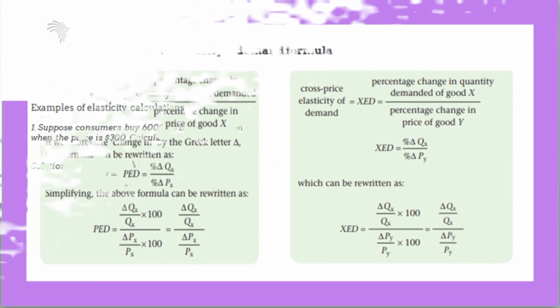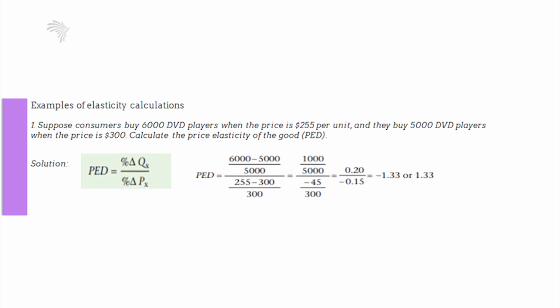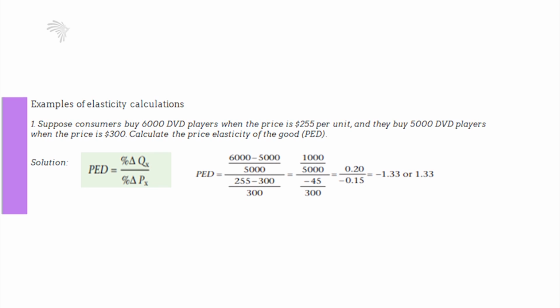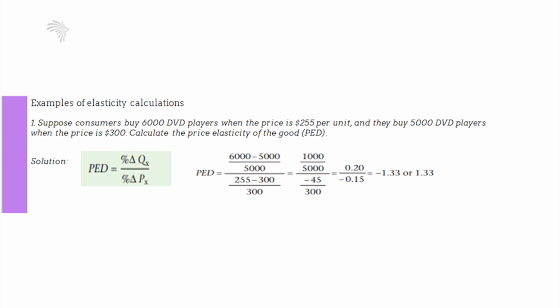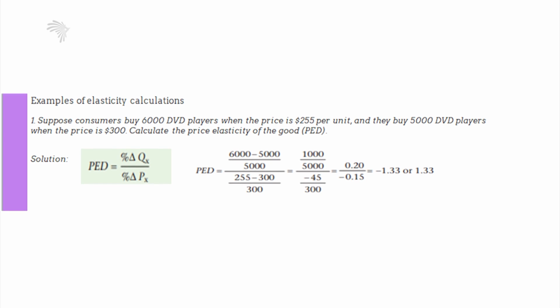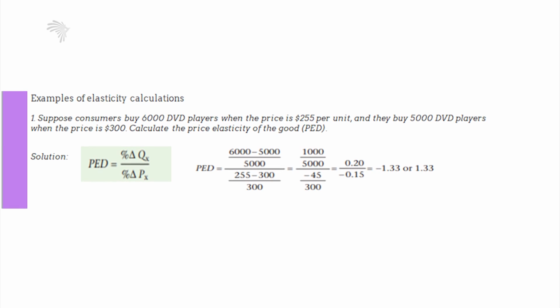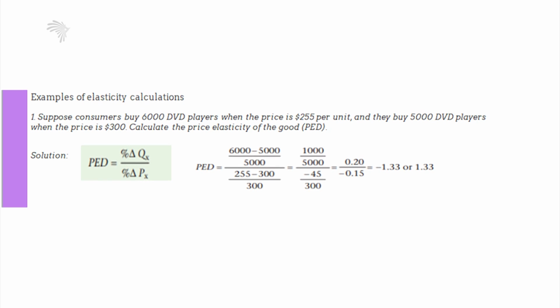Now let's look at examples of elasticity calculations. The first example is as follows. Suppose consumers buy 6,000 DVD players when the price of the good is $255 per unit, and they buy 5,000 DVD players when the price is $300. The question is: calculate the price elasticity of the good, or the PED.